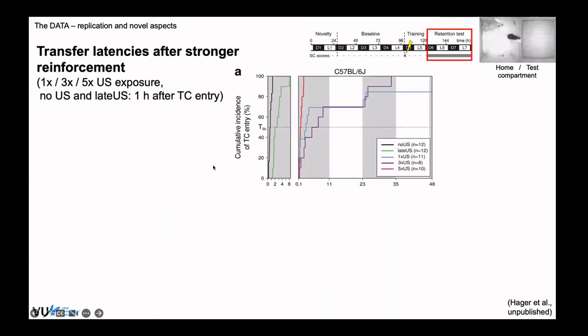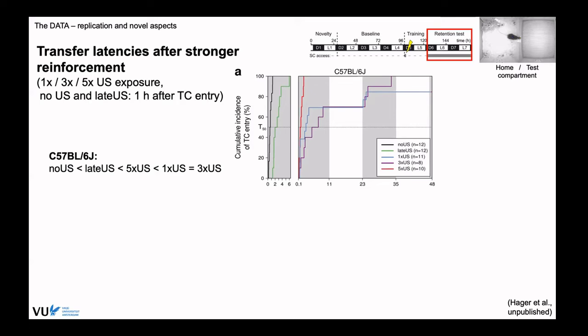Now, and this is unpublished data, instead of giving one shock, we used a no shock, a late shock group, and I'll come back to this later. I'll skip it for the moment. We used 1 shock, 3 shocks, 5 shocks. And if you do this, what we noticed is 1 shock and 3 shocks hardly has a difference. Of course, there is a bigger proportion of animals avoiding, but if you give 5 shocks, they move over much faster. So here we see 5 shocks produce an impairment in the retention test in 6 Ns.